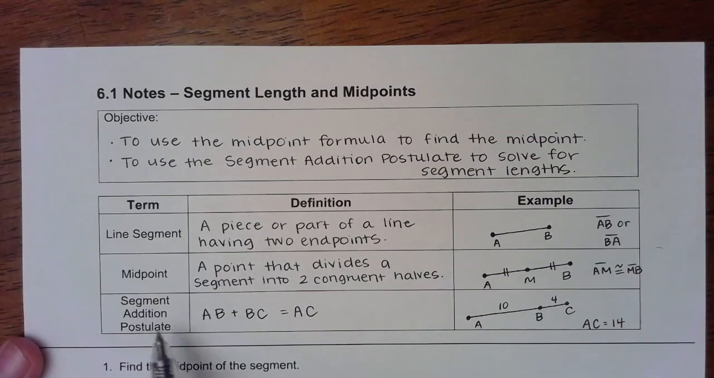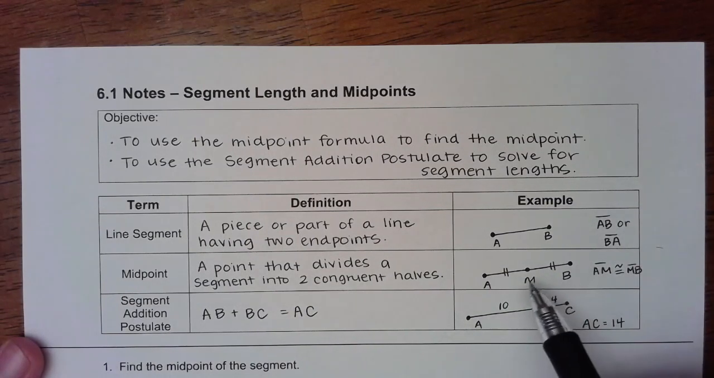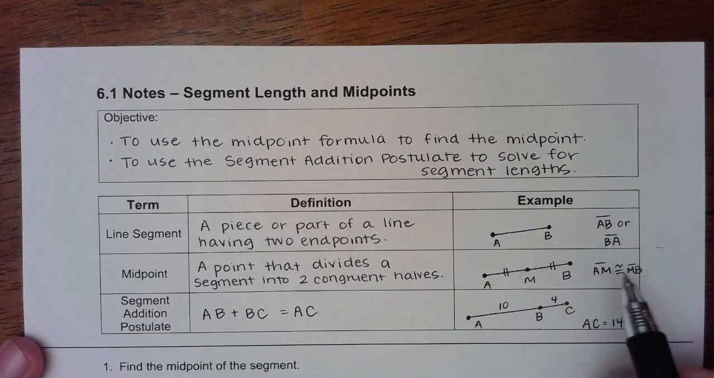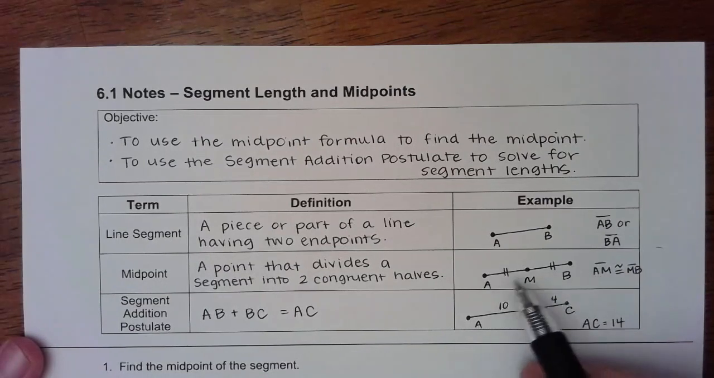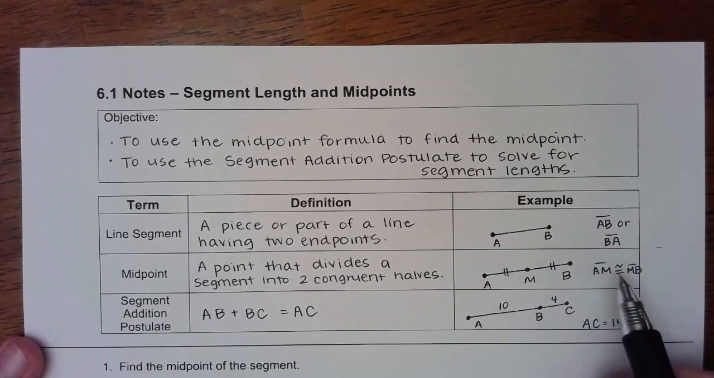A midpoint is a point that divides a segment into two congruent halves. Look at the picture on this one. It says from A to M is the same thing as from M to B. The two little markings here and here show me that those two pieces are equal to each other. That means that M is a midpoint, and that means that from A to M, this first piece would be congruent to or equal to from M to B. So this symbol right here is a symbol for congruent.